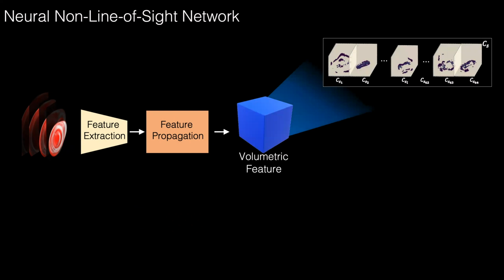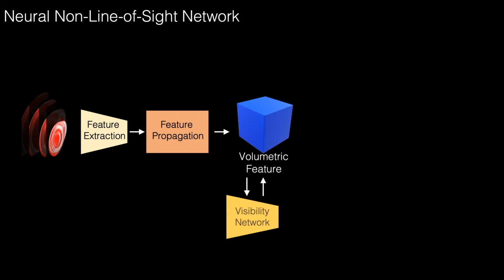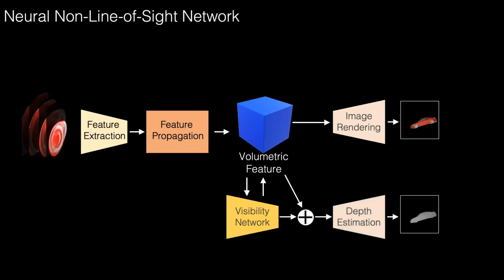Once the features are embedded in the hidden volume, a visibility network estimates a visibility map to project the volumetric feature. Finally, an image render network takes the projected feature map as input and predicts an RGB image of the hidden object observed from the wall. While a depth estimator uses the visibility map together with the projected feature map to predict a depth map of the hidden scene.